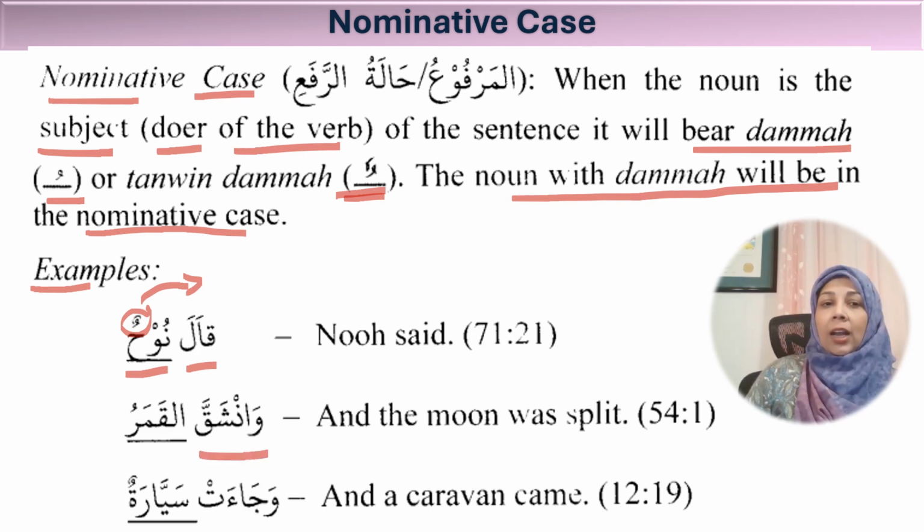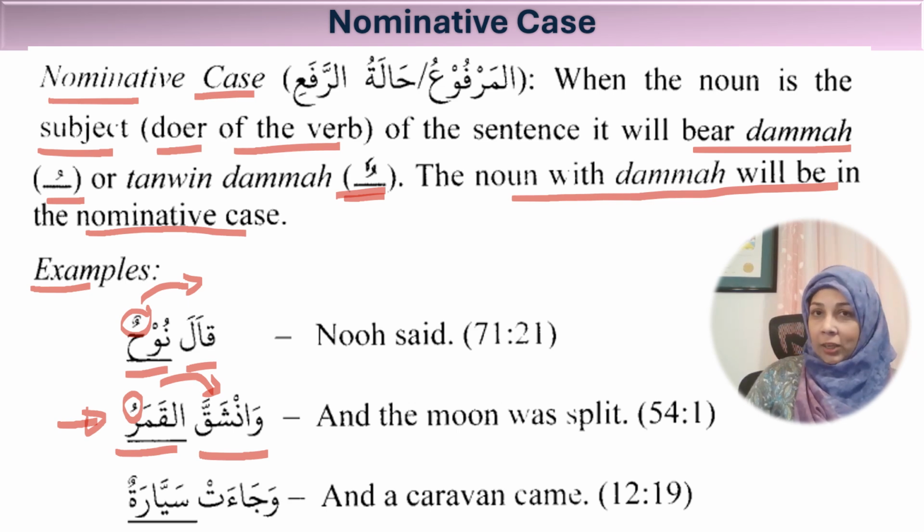Let's take another example. Inshaqqa al-qamaru. So here the verb is inshaqqa, which means it was split. And what was split? Al-qamaru, which is the subject of this verb. And we observe here that it ends with a single Dhamma. So again, we see that the subject of the verb ends with a Dhamma, and we say it is in the nominative case. It is marfu'un.